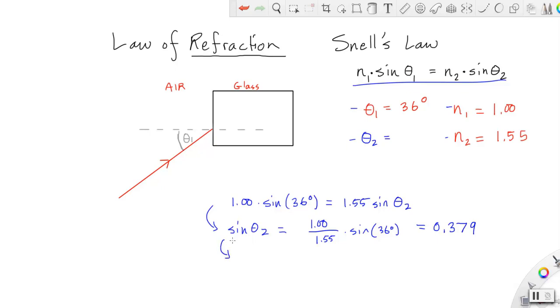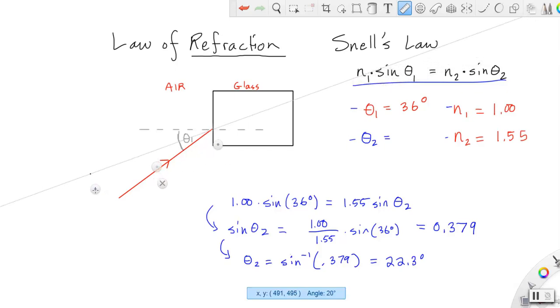Now that says that the sine of our second angle, theta 2, is going to be equal to 0.379, and then theta 2 is equal to, remember, in order to solve this we have to take the arc sine of both sides. So that will be equal to 22.3 degrees. Now, I don't have decimals on my particular ruler here, but we can estimate that at, let's see, that'll be right, 22 right there. Okay. So that puts us at an angle of 22 degrees roughly.